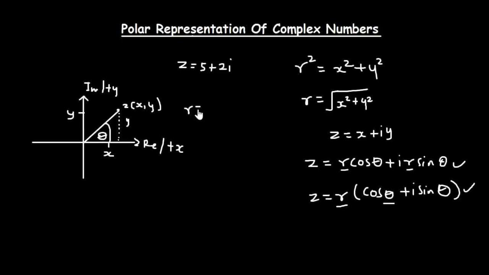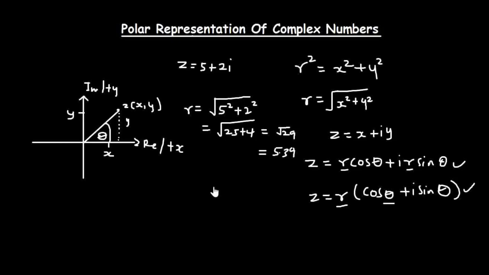So r is equal to the square root of 5 squared plus 2 squared. That will equal the square root of 25 plus 4, which is the square root of 29. And that is equivalent to 5.39, converting it into two decimal places. So now you know the value of r.